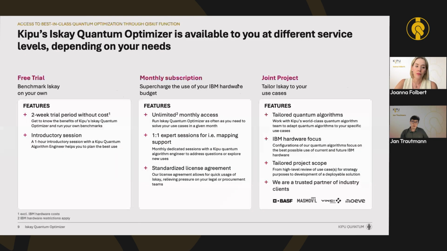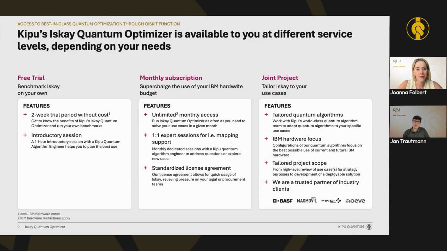We are offering our system in three different tiers. The first is the free trial. Everybody is welcome to sign up, and we offer a 2 week free trial period without any cost, where you can play around. You can use our benchmarking problems that we made accessible and tackle them with our optimizer. You can also tackle them with your own algorithms and compare the results.